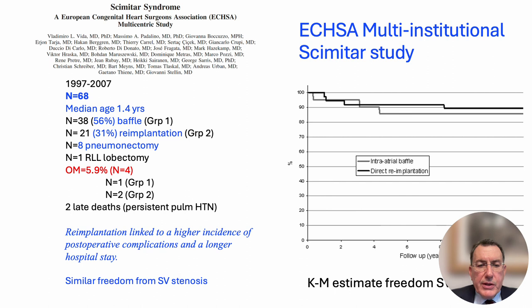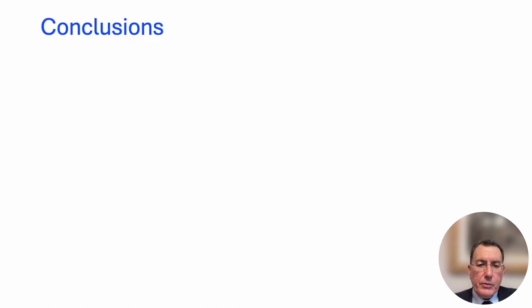Baffle repair was done in 56%, reimplantation in 31%, and in 12%, pneumonectomies had to be performed. Overall operative mortality was 5.9%, and there was about 15% incidence of stenosis in scimitar venous drainage observed over the subsequent follow-up period without significant difference between different techniques. One-third of these patients were asymptomatic, while the remainder required surgical revision or, in some cases, balloon dilatation.